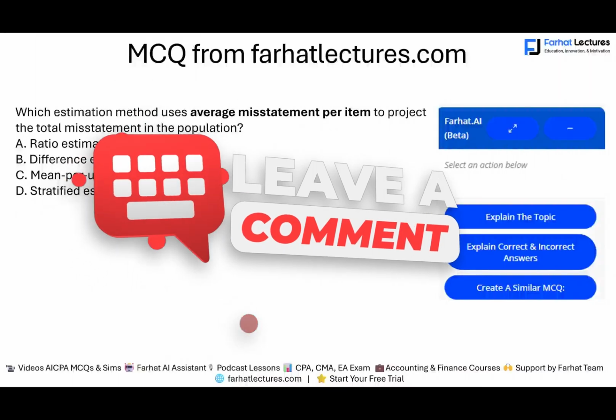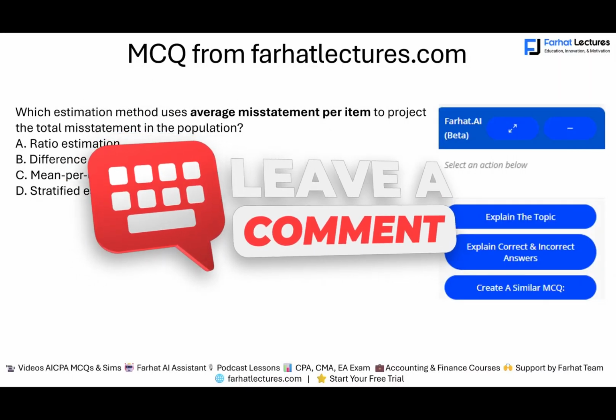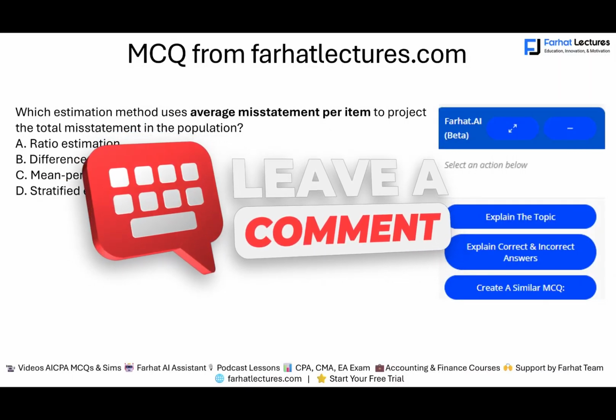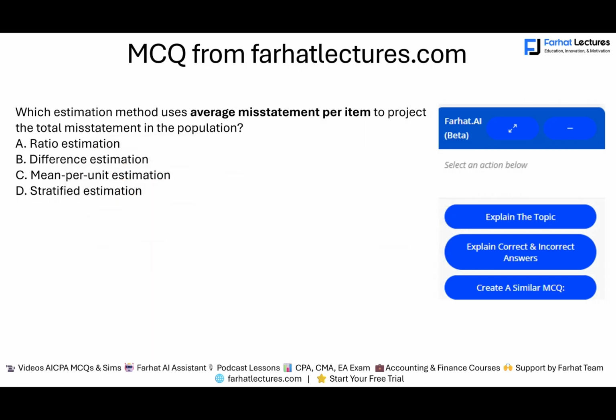Let's take a look at this multiple choice question from farhatlectures.com. Which estimation method uses the average misstatement per item to project the total misstatement in the population? Is it ratio estimation, difference estimation, mean per unit, or stratified estimation?